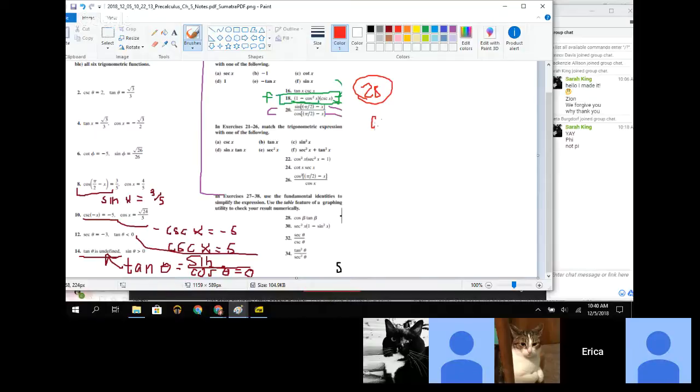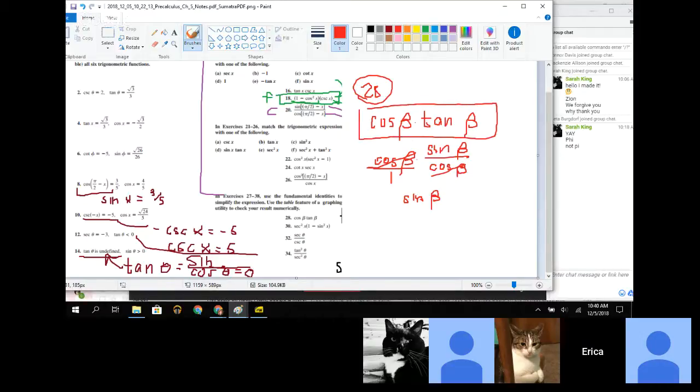So for example, number 28 is the cosine of beta times the tangent of beta, right? So I know that another way to write the tangent of beta is the sine of beta over the cosine of beta, times the cosine of beta. So if I have this, then I can cross my cosines out and I'm left with the sine of beta. So another way to say cosine of beta times tangent of beta is the sine of beta. They're equal to each other.